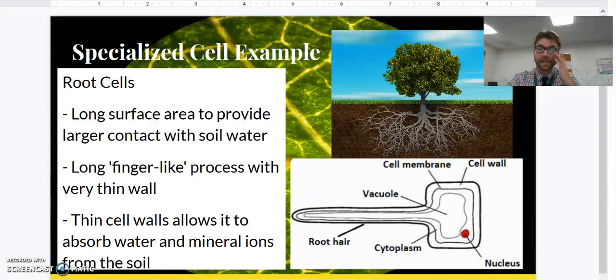And finally, we have root cells. Root cells have a large surface area, so they have a larger amount of contact with soil water. They have these root or finger-like processes attached to them. We call them root hairs. They're part of the cell. And you can see, even in this picture, the cell wall is very thin around this root hair. And this allows for the absorption of extra water and mineral ions from the soil. You'll also notice that this cell has no chloroplast. And that's because the cell's underground. It wouldn't need chloroplast. What it does need is a large vacuole. And that allows the root cell to absorb all this water and minerals from the soil.